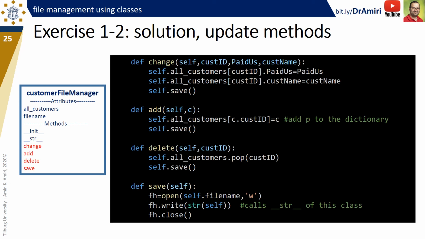Finally, adding the update methods should be done. Again, this is very similar to the point file manager class. The only changes are the change in the name of the dictionary, as well as the given arguments for these methods. So nothing else is changed.